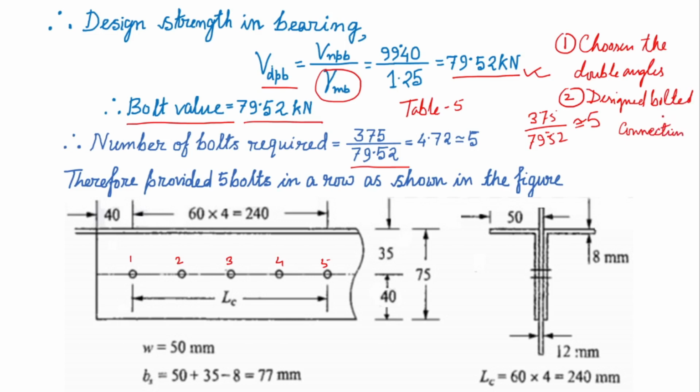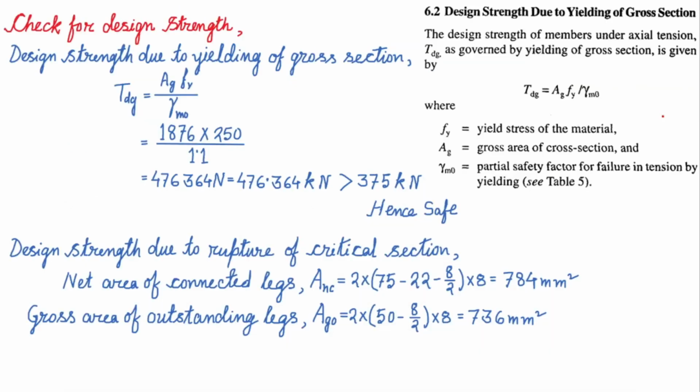So already we have designed the members with the connection. The next step is we have to check whether our design for the tension member is safe against the factored load 375 kilonewton or not. So after completion of the design part, we have to check the design strength of the member.